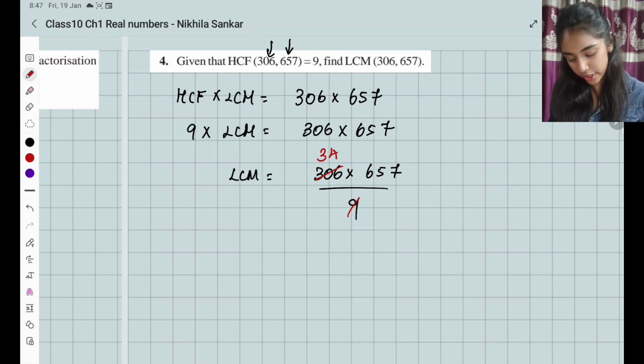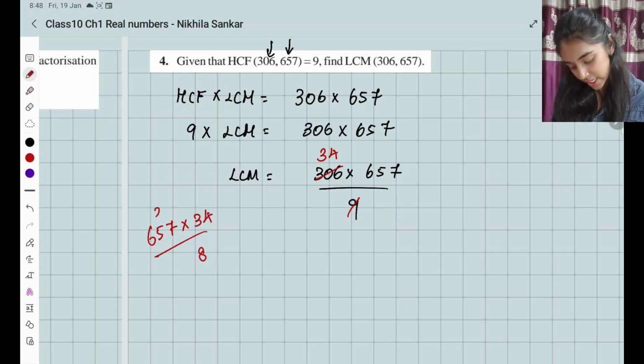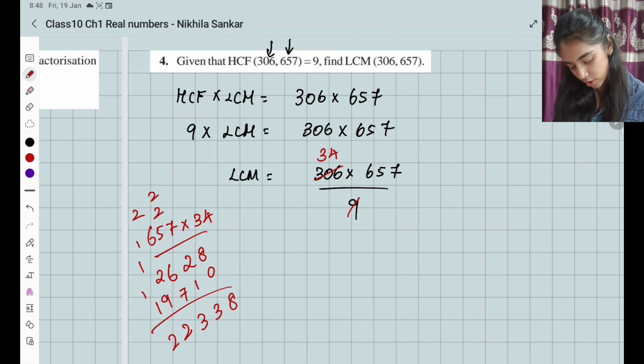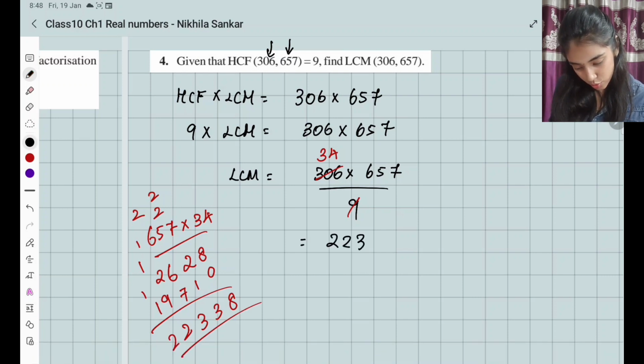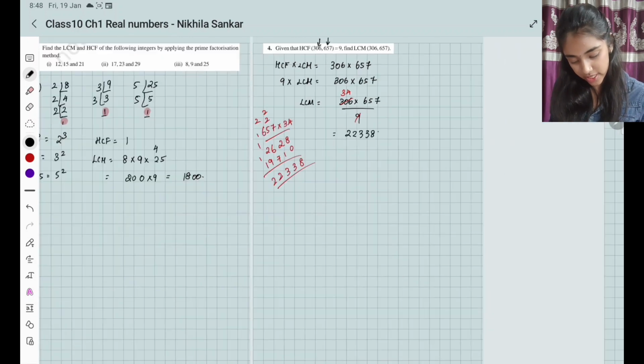So you have 34 into 657. So 34 into 657, I'll do 657 times 34. 7 fours are 28, 2 5 fours are 20, 22, 6 fours are 24, 25, 26. Then 7 threes are 21, 2 5 threes are 15, 16, 17, 1 6 threes are 18, 19. So 8, 3, 13, 1, 12, 1, 2. So 2, 2, 3, 3, 8. Okay, so this is the LCM.